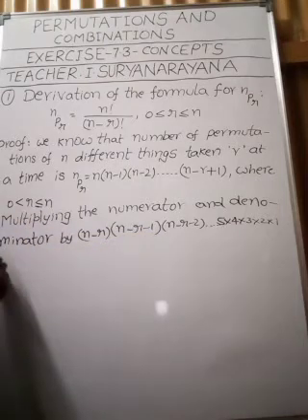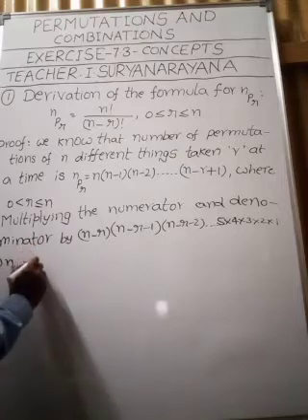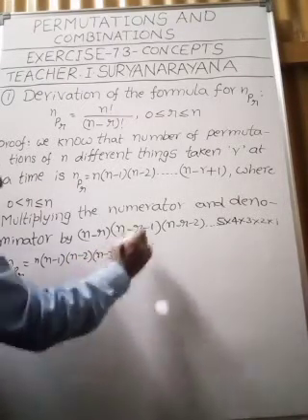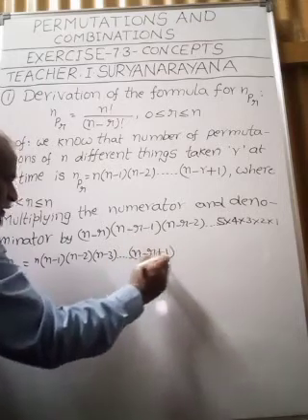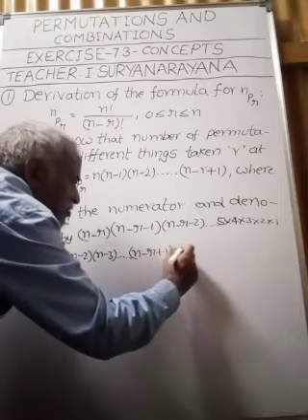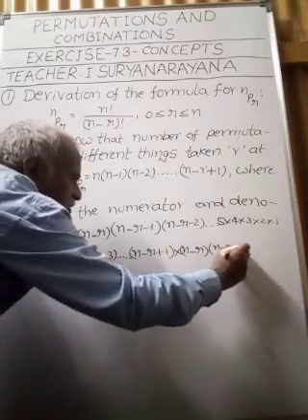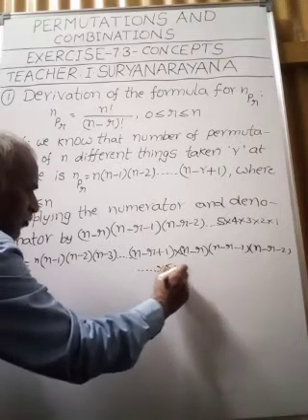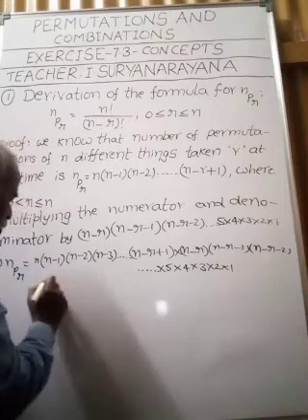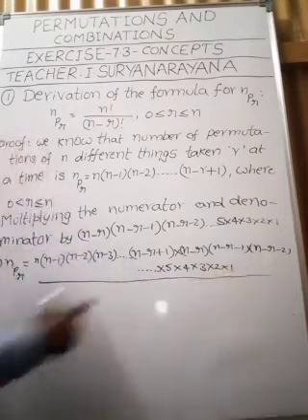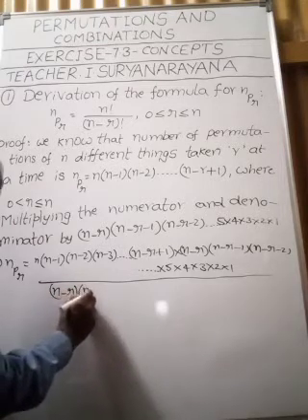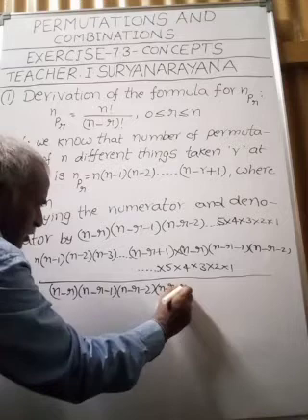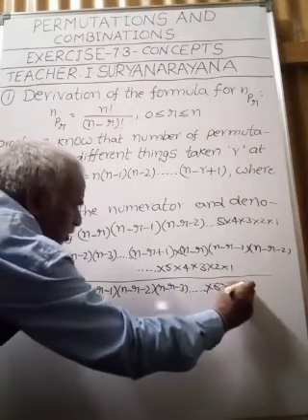Okay, my children. This implies nPr is equal to n into (n minus 1) into (n minus 2) into (n minus 3) into and so on, (n minus r plus 1), into, we have to multiply this number, (n minus r) into (n minus r minus 1), (n minus r minus 2), and so on, 5 into 4 into 3 into 2 into 1, whole divided by (n minus r) into (n minus r minus 1), (n minus r minus 2), (n minus r minus 3), and so on, 5 into 4 into 3 into 2 into 1.